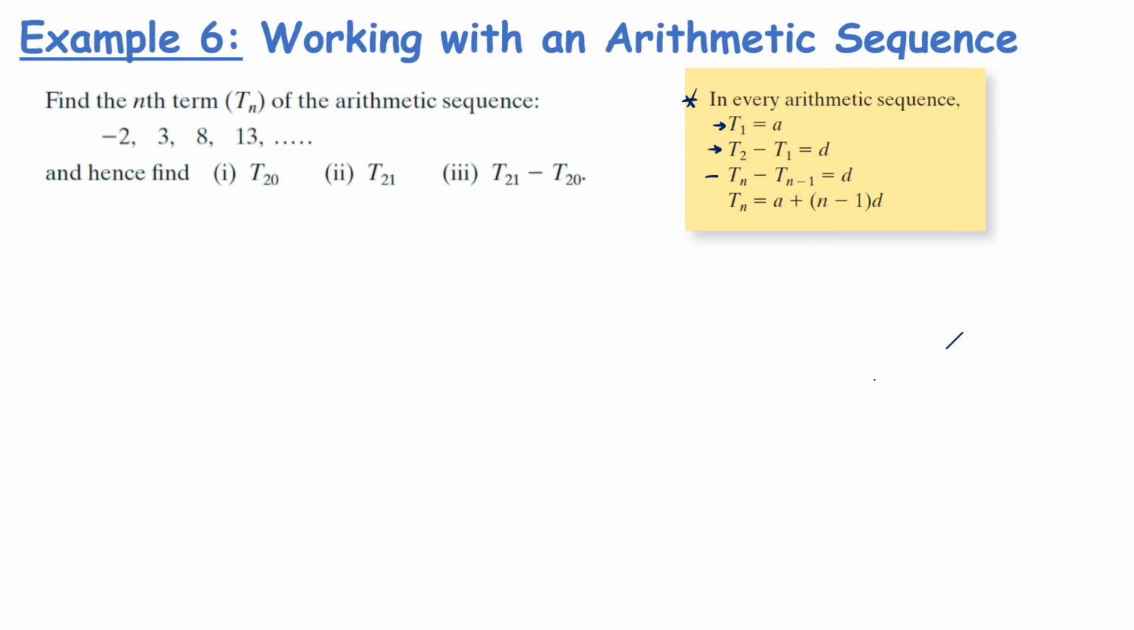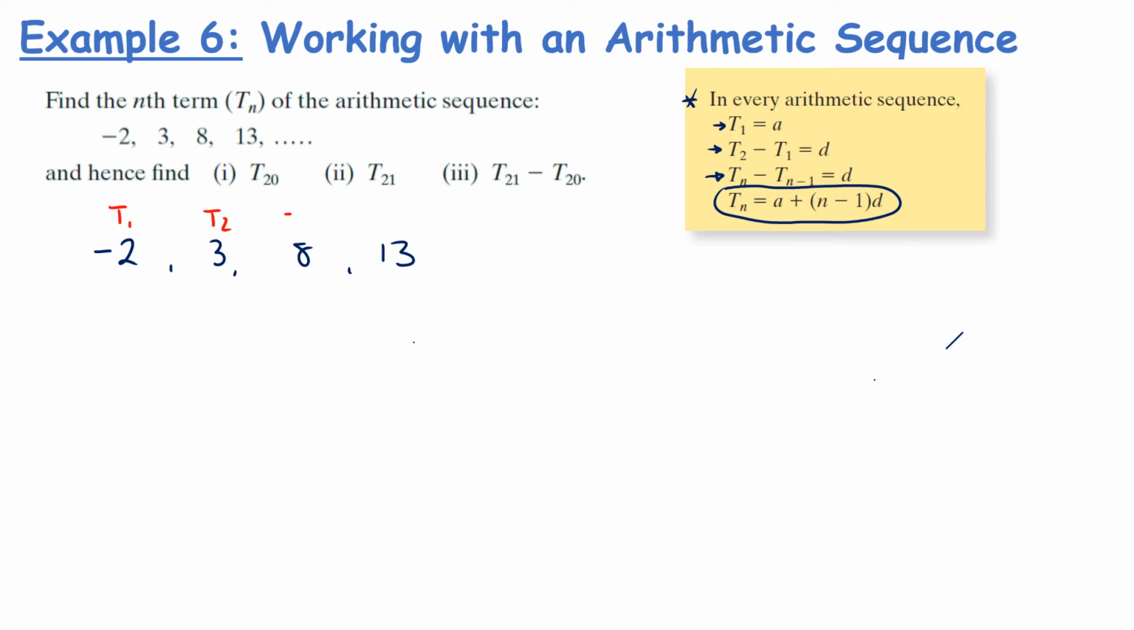And that can be generalized: if I take any term and subtract the previous term, I will get my common difference, and then the final formula that is in our log tables. So let's work with -2, 3, 8, and 13. I'm going to show a bit of a shortcut we can use as we move into the higher level pieces.